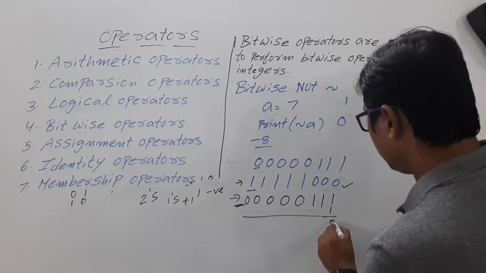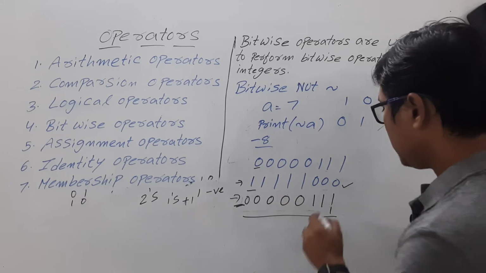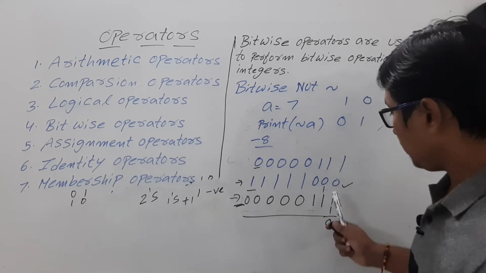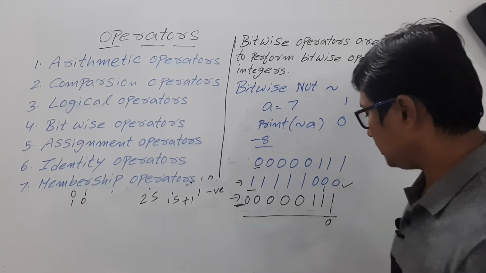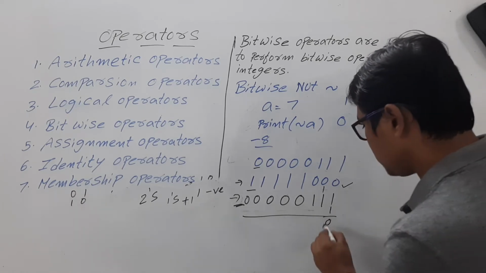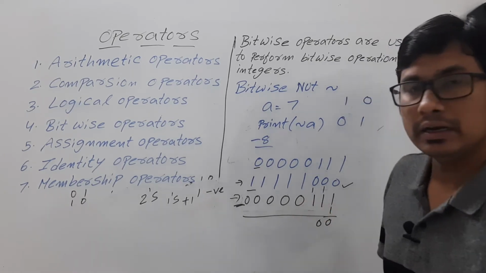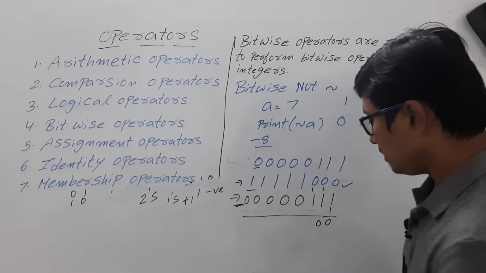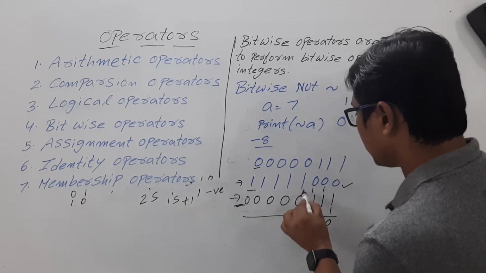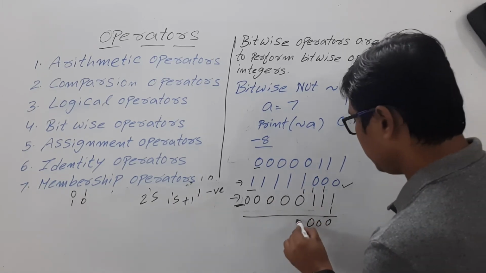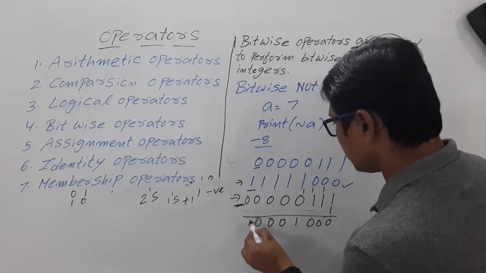1 and 1, sum will be 0, carry will be 1. Again 1 and 1: if you perform addition, you will get the sum as 0, carry as 1. Again 1 and 1, sum will be 0, carry is 1. Now 1, 0. It will be 1 and these all are the zeros.